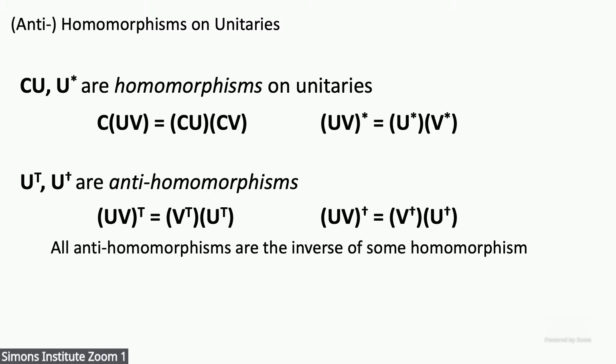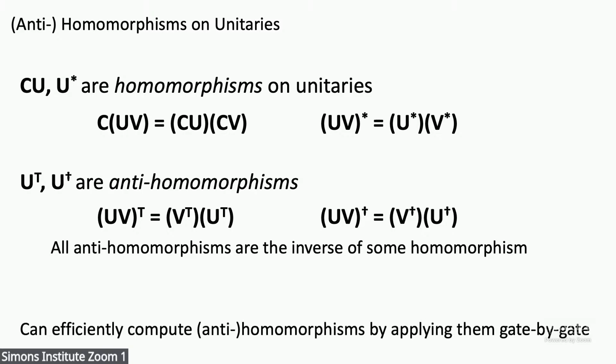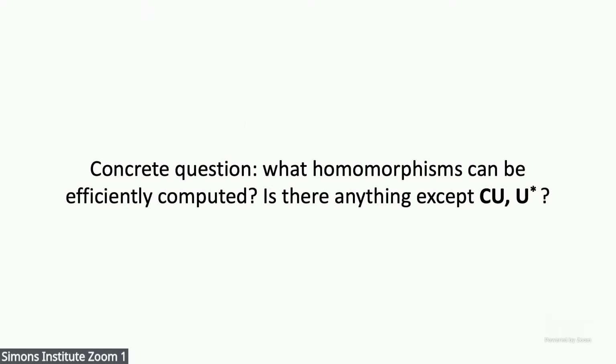And so really what we should be caring about are homomorphisms, right? So the question is, are there any homomorphisms outside of controlled and conjugate that you can apply? And then by inverting them, we can talk about some anti-homomorphisms. Okay, so if I gave you any homomorphism or any anti-homomorphism that you could compute efficiently on the gates, then you can compute them on your favorite unitary just by applying it gate by gate. So the question is, what homomorphisms can be efficiently computed?